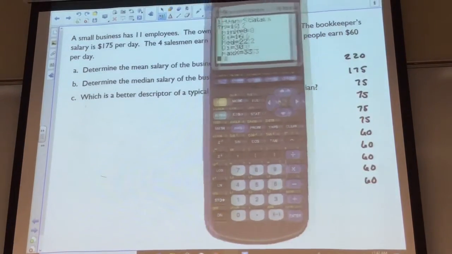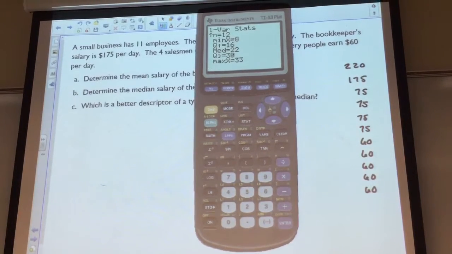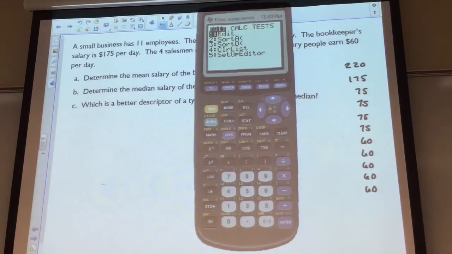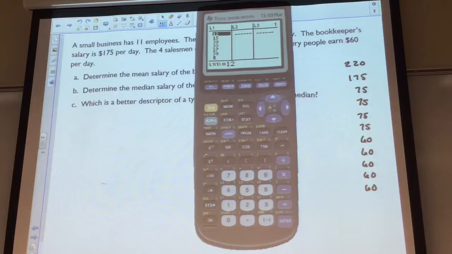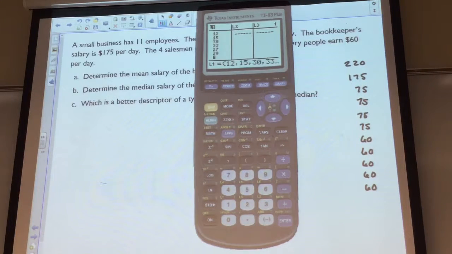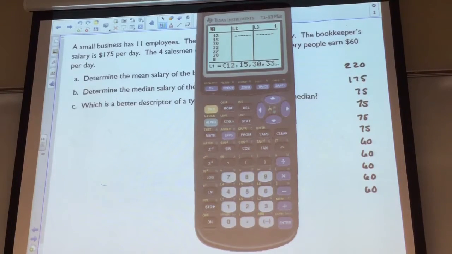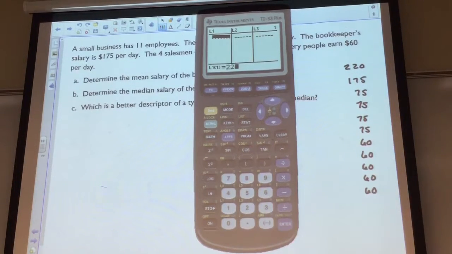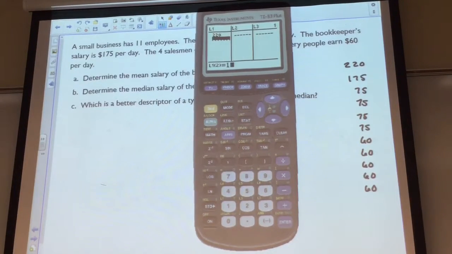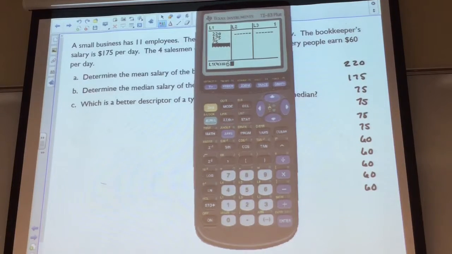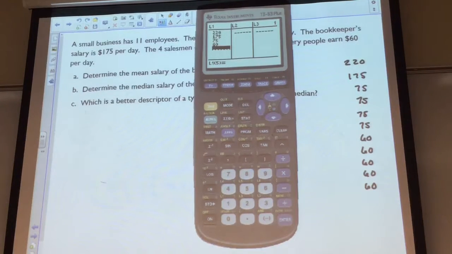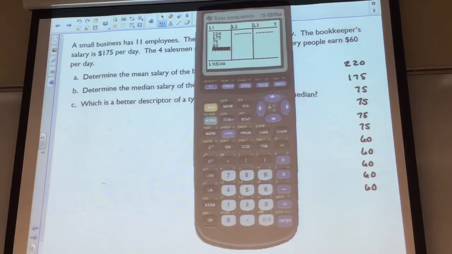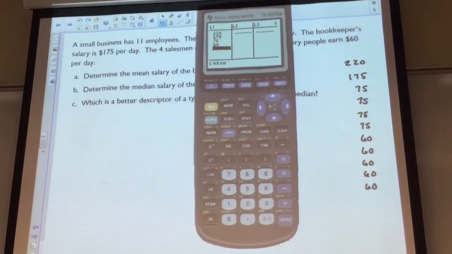So if we go back to the calculator again and we go back into the stat function and we edit, we no longer need the old information in there. We can get rid of the old information and we can go back in with new information. But this is where people made mistakes in that they only entered these 4 values and then did a mean of that. That means there's only one person at each of those categories. And that's not quite true.